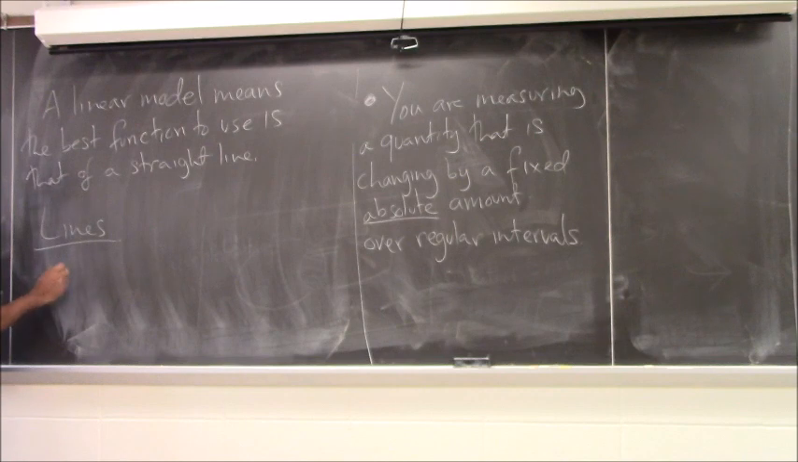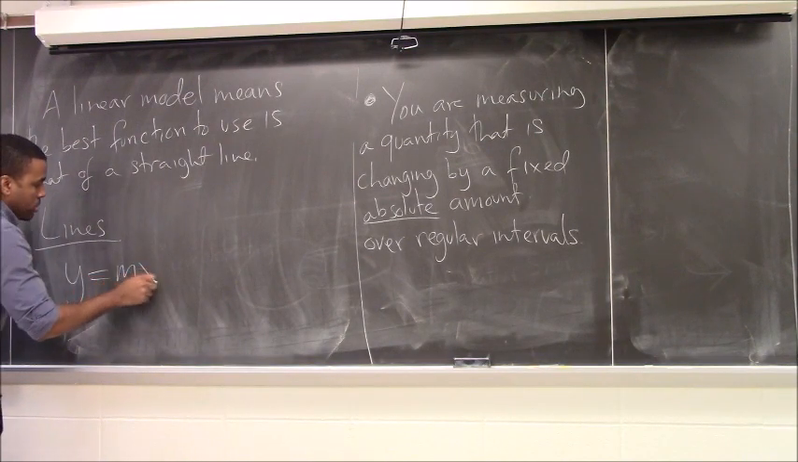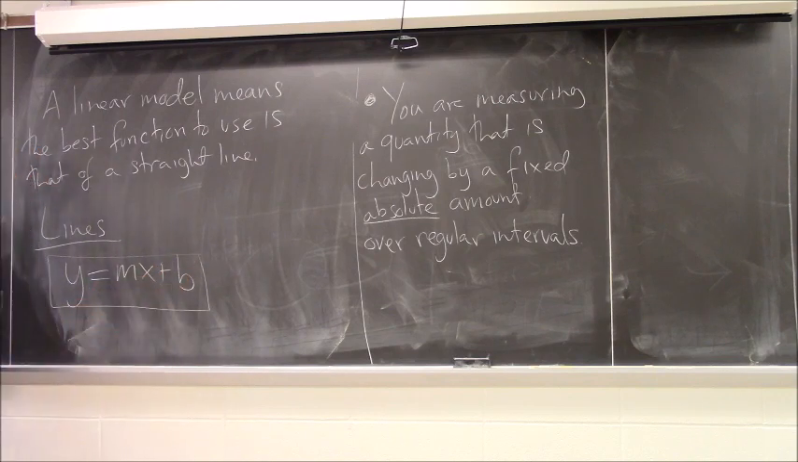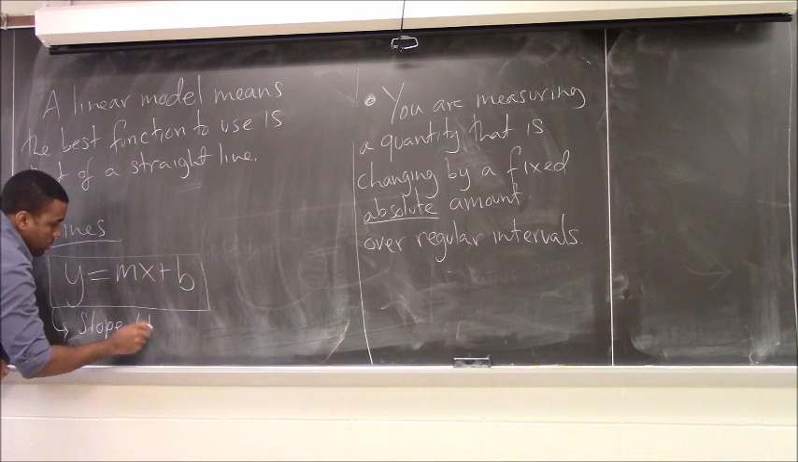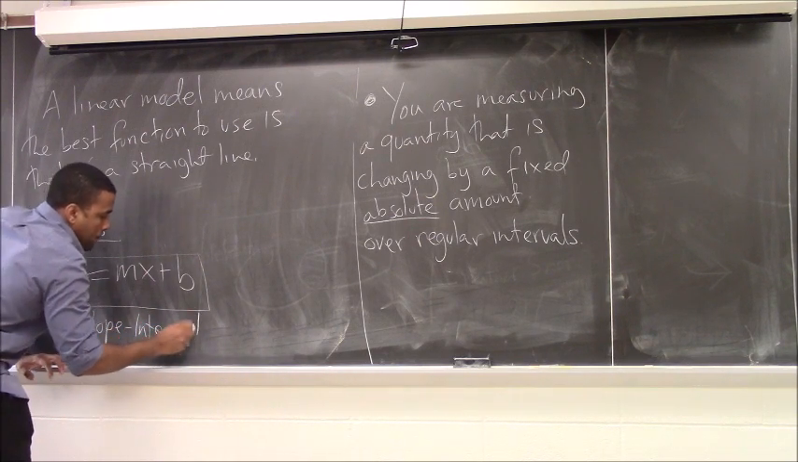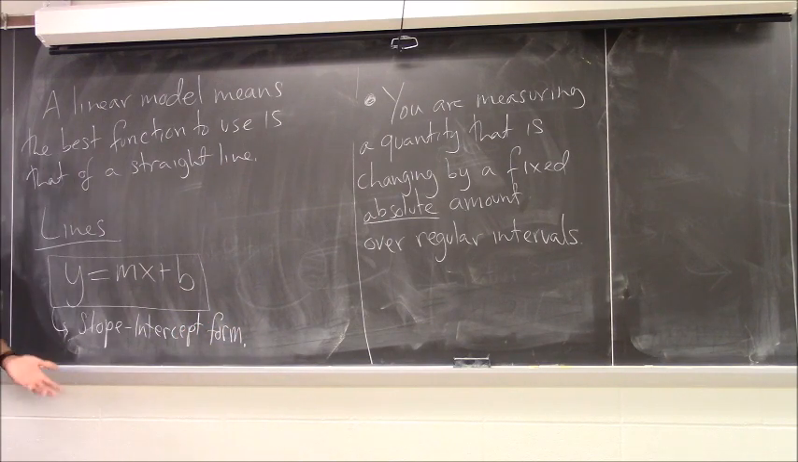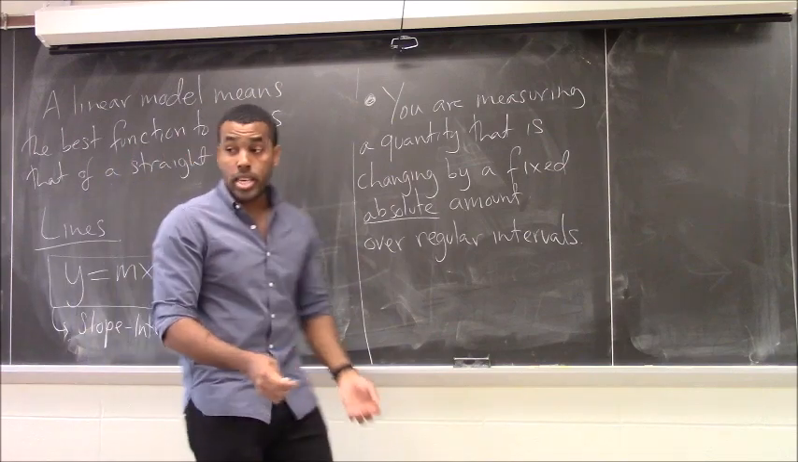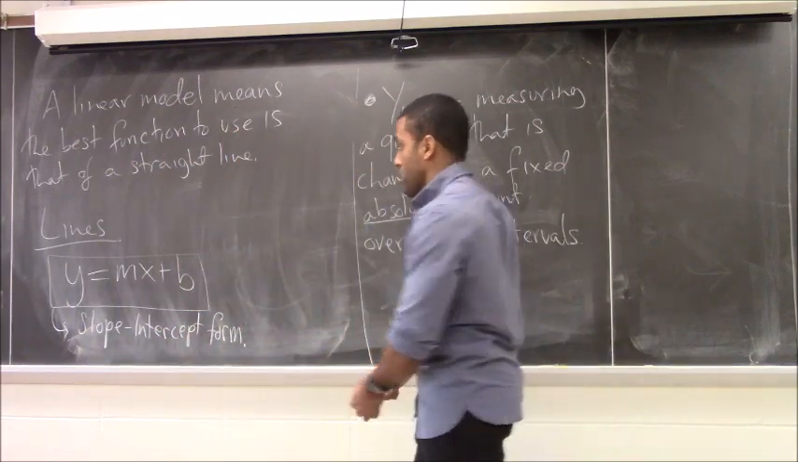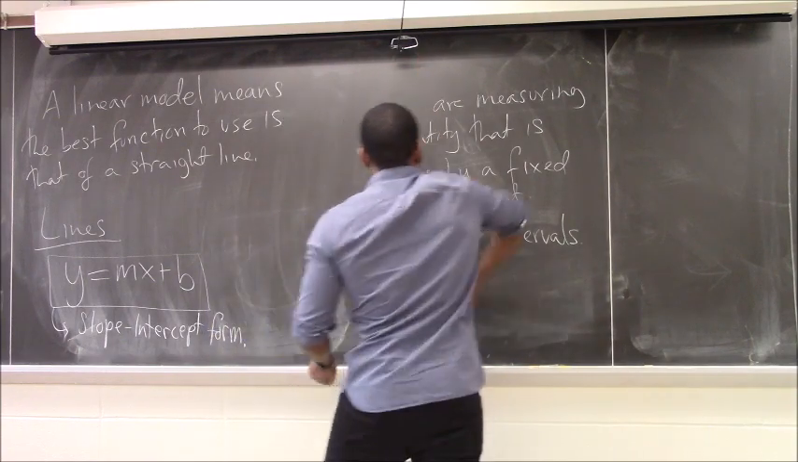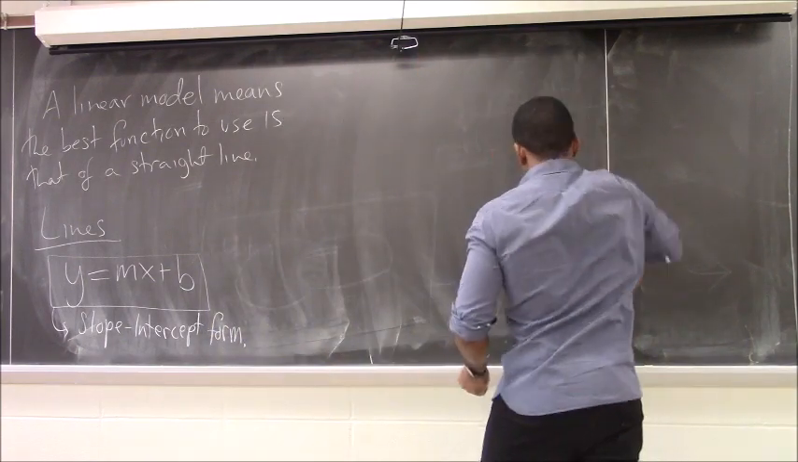Y equals mx plus b, right? This is one way that you can describe the equation of a line. This is called, by the way, the slope-intercept form. So if I ever ask you, find the equation of the line in the slope-intercept form, it means I want you to write your answer down in this form. M and B are, of course, constants. X is your independent variable, Y is your dependent variable.